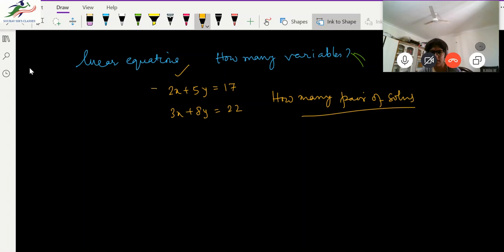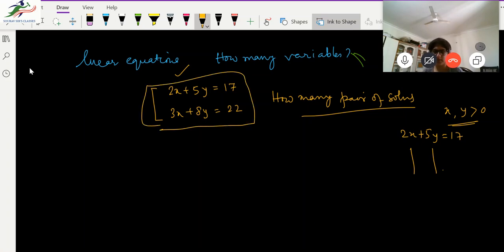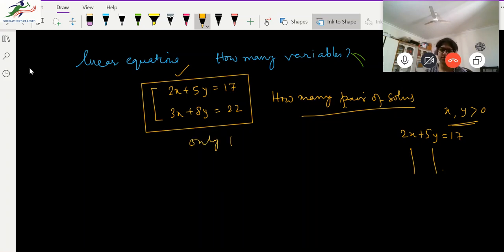No, this is the problem. So if I have one equation, 2x plus 5y equal to 17, with conditions, of course, x and y greater than 0 or something like that, then we can find the values of x and y, like I showed. But if you are given two equations, there will be only one pair of solution, only one pair, because it will be the point of intersection of these two lines, right?